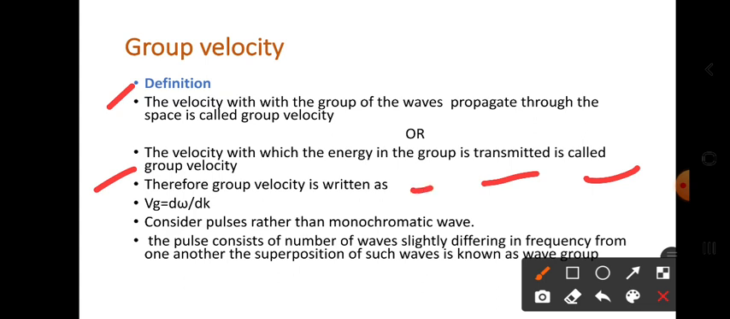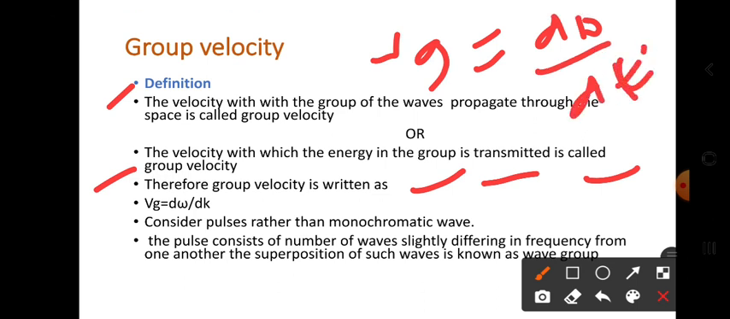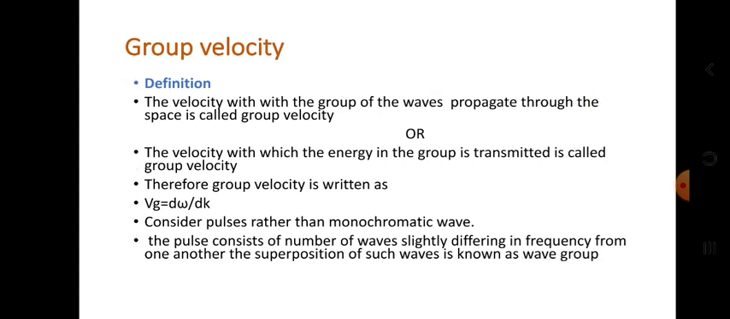Therefore the group velocity formula is Vg equals d omega by dk. So differentiating, we get group velocity. That is a simple thing.